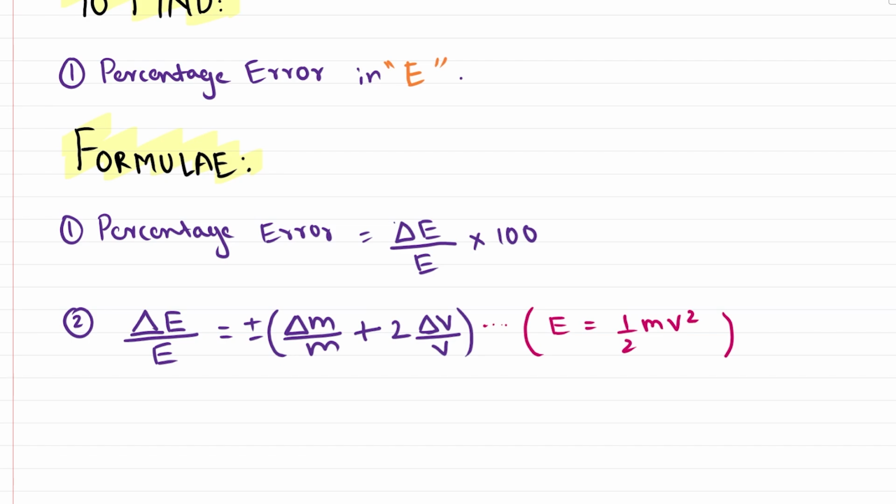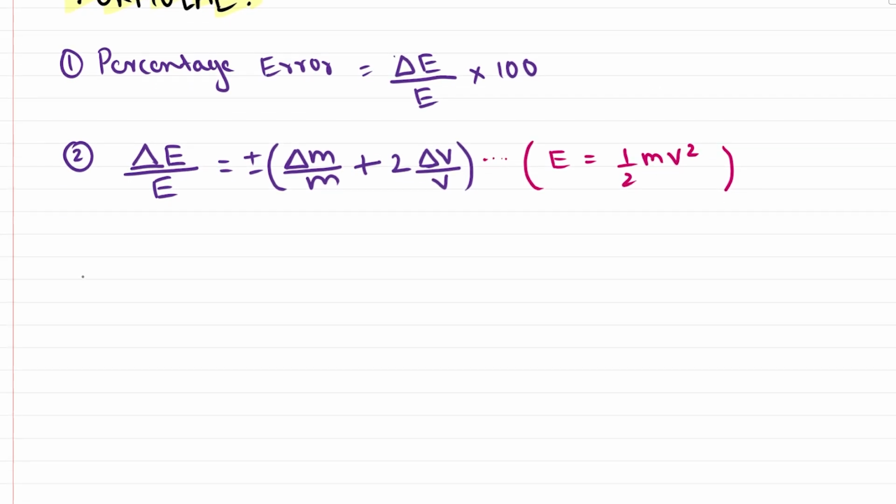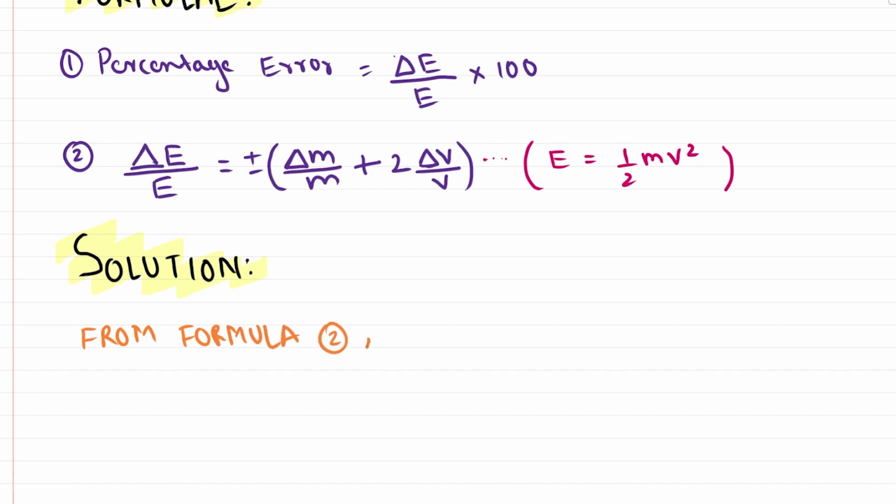So now the only step that's remaining is to do the actual solving part. So let's get started. I'll quickly write the solution section for our numerical and we'll get solving. Okay, so this is our solution section. First of all, we will find the relative error of kinetic energy, so from formula 2, because that's the formula from where we get the relative error of kinetic energy.